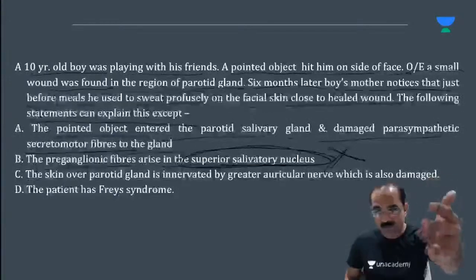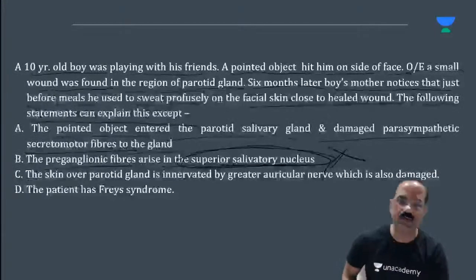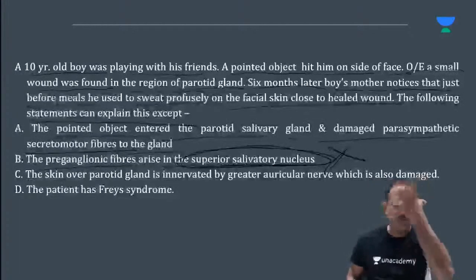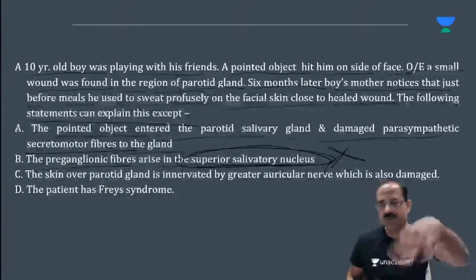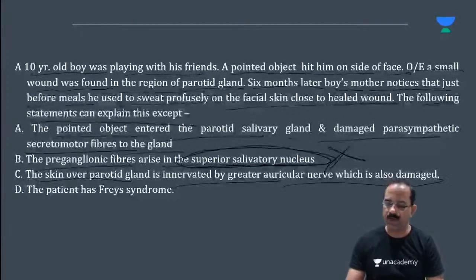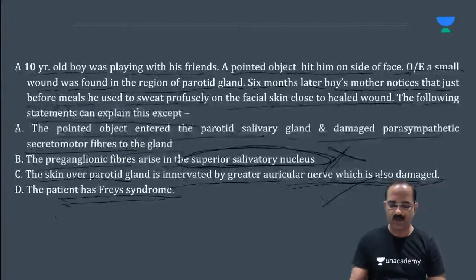The superior salivatory nucleus is a nucleus of which nerve? Facial nerve. It supplies the rest of the glands of the head and neck, the rest of the glands other than the parotid. The skin over the parotid gland is innervated by the greater auricular nerve, which is also damaged. Correct? The patient has Frey syndrome.